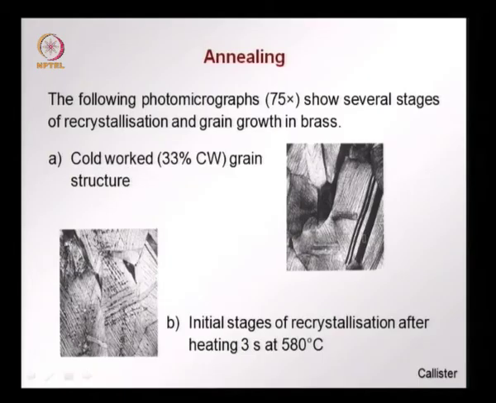These are some pictures, some photomicrographs taken from Callister showing different stages of recrystallization and grain growth in brass. In this diagram we have a cold worked brass, 33% cold working, and you see here many of the slip planes. In the different crystals we have all the slip planes that have occurred due to cold working. This is now just after cold working. When we start annealing, say 3 seconds of heating at 500 degrees Celsius, we find recrystallization occurring.